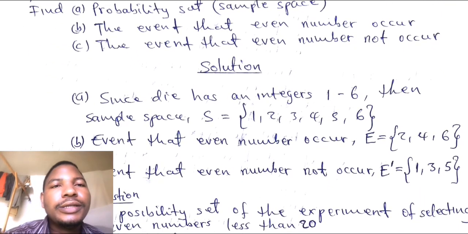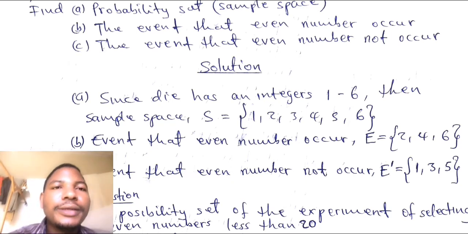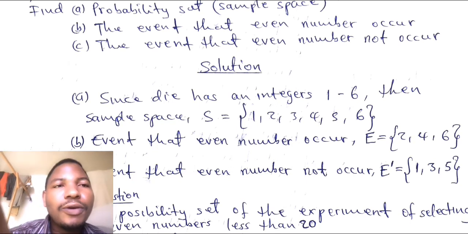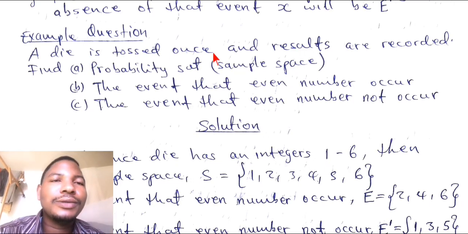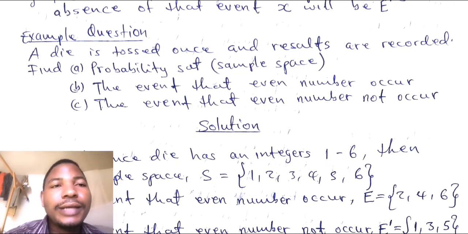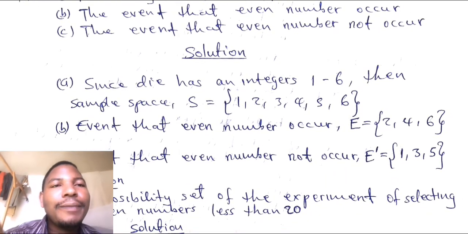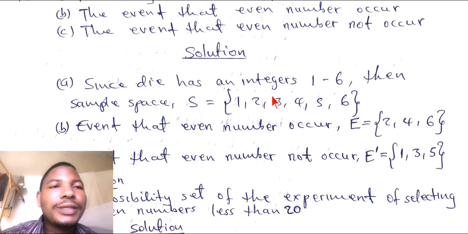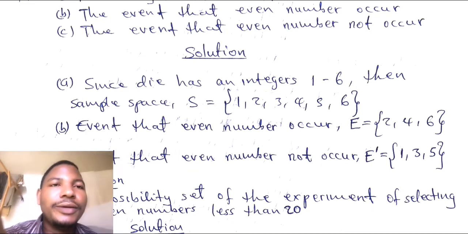Okay, let us check the first one. We need to write the probability set or the sample space. We know that the sample space is all possible outcomes, and from this question our experiment is that a die is tossed. So our experiment here is tossing the die. Since the experiment is tossing the die, the possible outcome is the number from 1 up to 6. Because these are the possible outcomes, you can call it the sample space. That's why sample space S will be equal to this set. So I can say the probability set will be equal to this one.